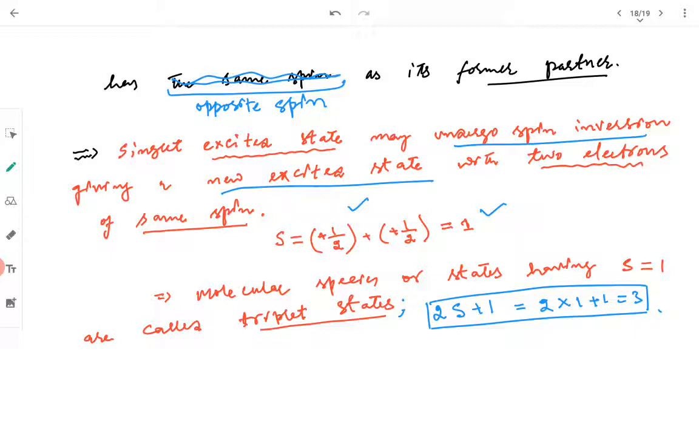They have opposite spins. This singlet excited state that is formed as a result of initial electron excitation can undergo spin inversion. And after this spin inversion occurs, the new excited state has two electrons with the same spin, right? So if you count the total spin, it comes out to be 1. So multiplicity will be equal to 2S plus 1, 2 into 1 plus 1 comes out to be 3. So such a state is known as a triplet state. We call this state a triplet state, right?